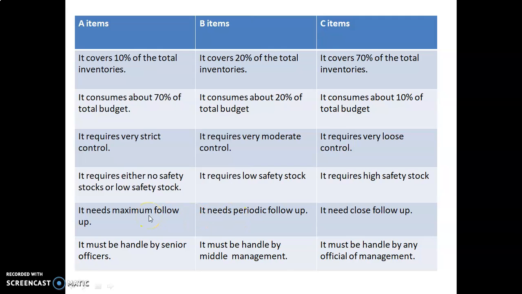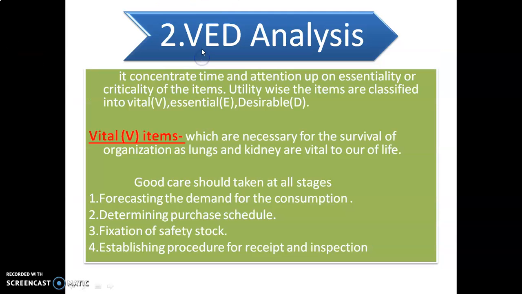ABC analysis gives better control over costly items and helps in developing a scientific method of control. ABC analysis reduces storage costs and maintains the proper stock of ABC items. These are the advantages of ABC analysis.